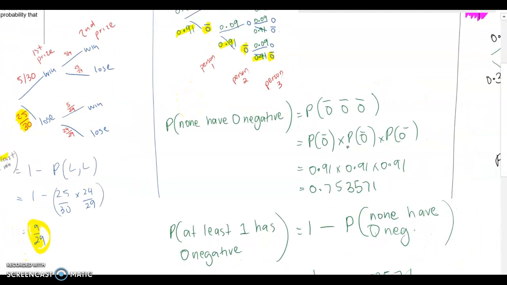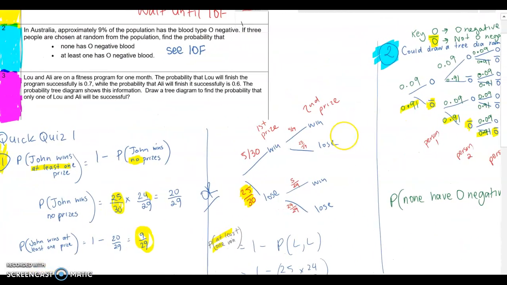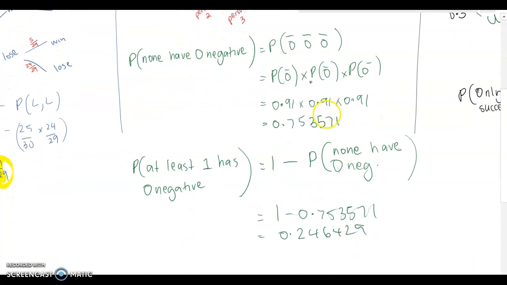That's fairly easy. You could actually easily have worked that one out without a tree. Okay. Our second one said, find the probability that at least one has O negative. Now remember, at least one is 1 minus the probability that none of it happens.